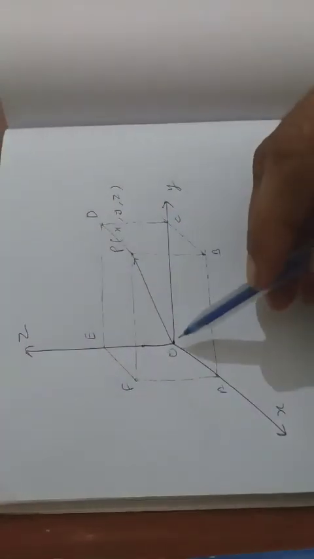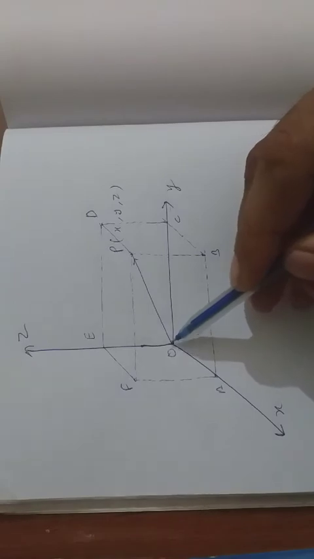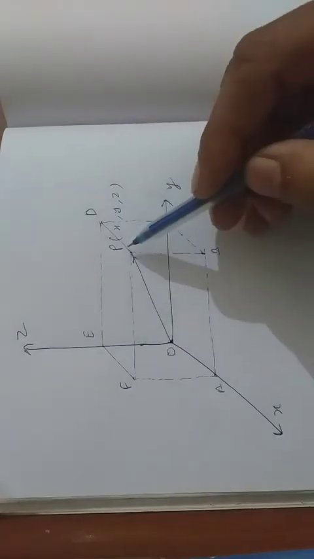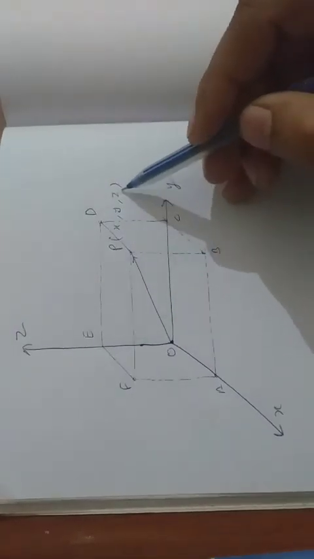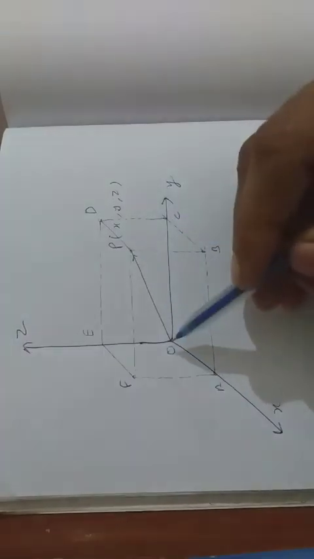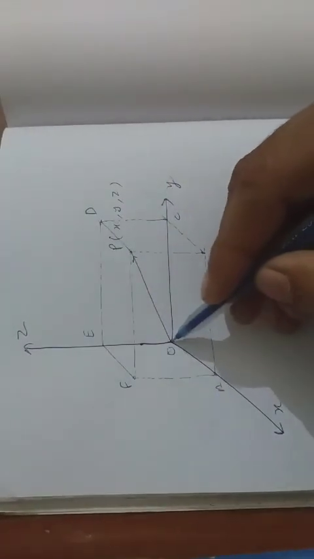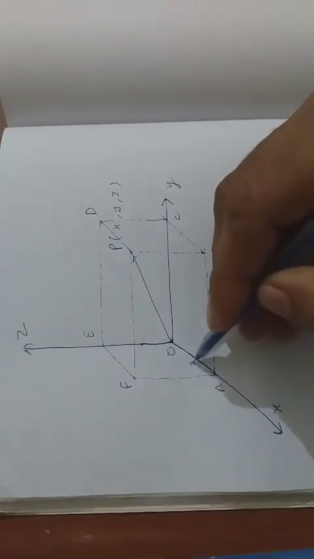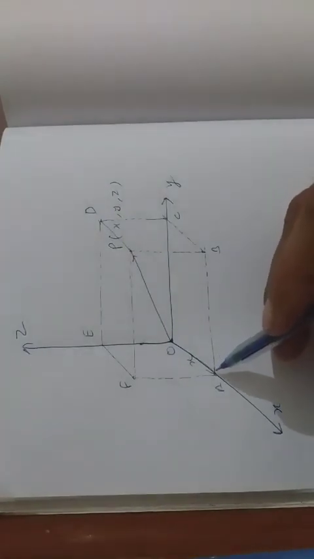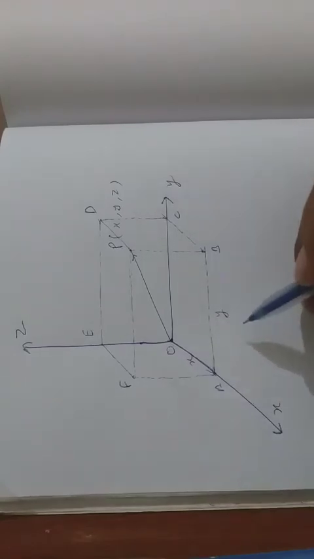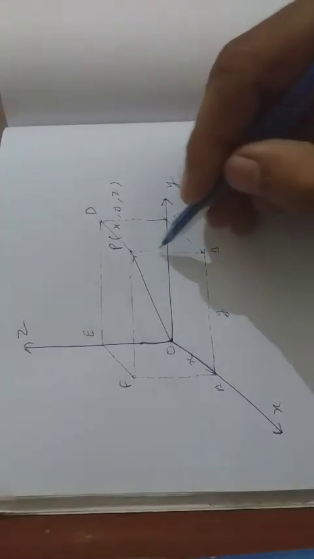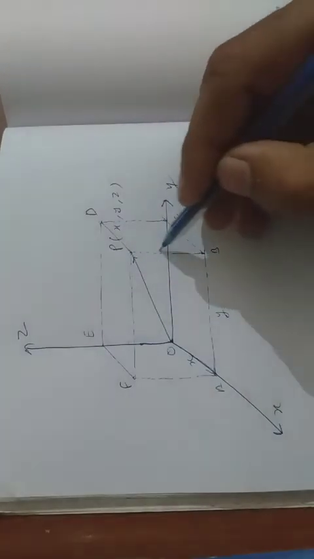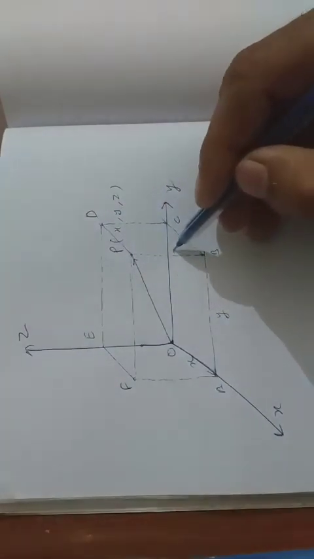So dear students, suppose we want to move from reference point O, which is the origin of this coordinate system, to a point P in space having coordinates x, y, z. To reach this point P from O, we have to move x unit in x direction, that is OA is x unit. After that, we have to move from A to B in y direction, which is y unit, and from B to P in z direction, which is z unit.